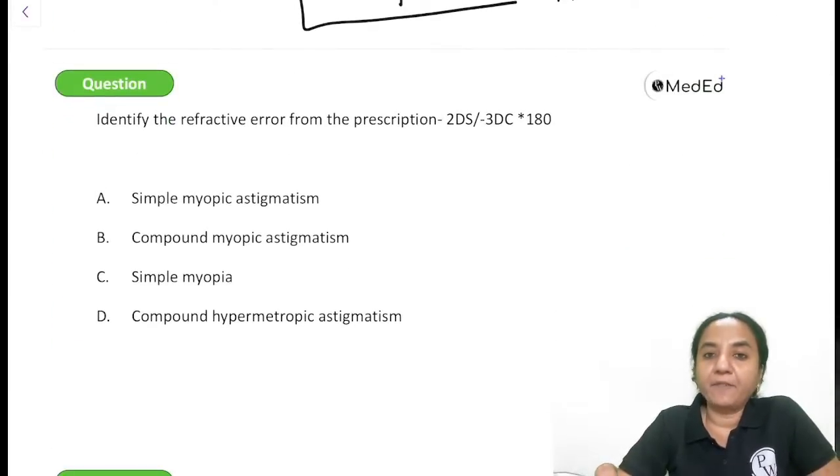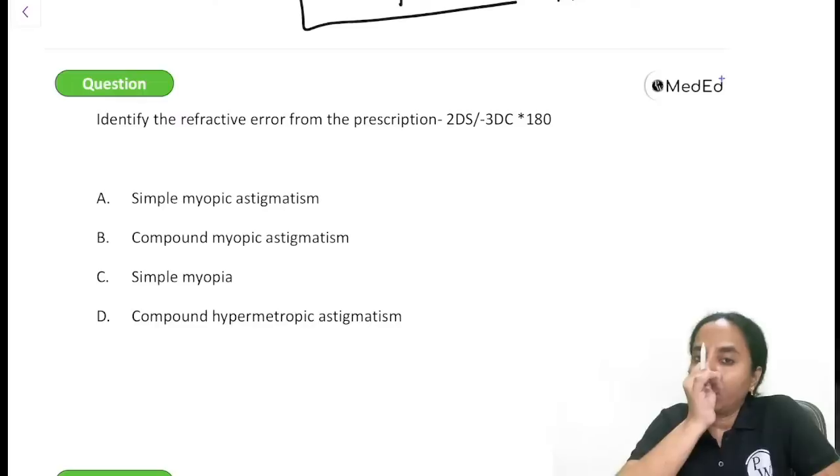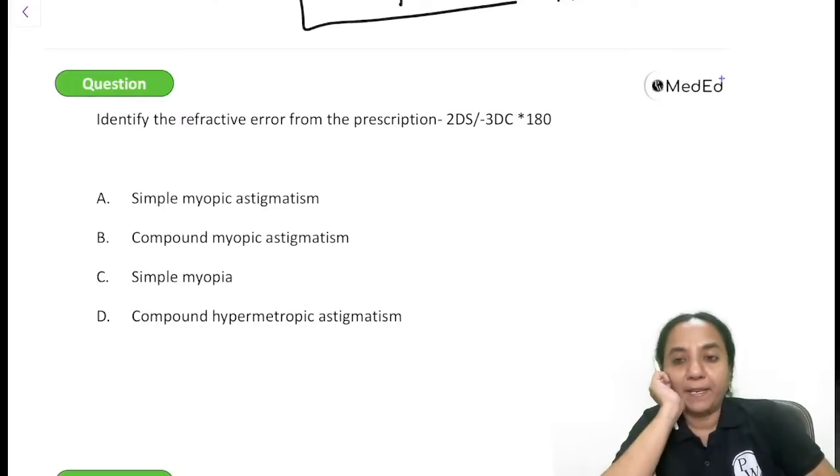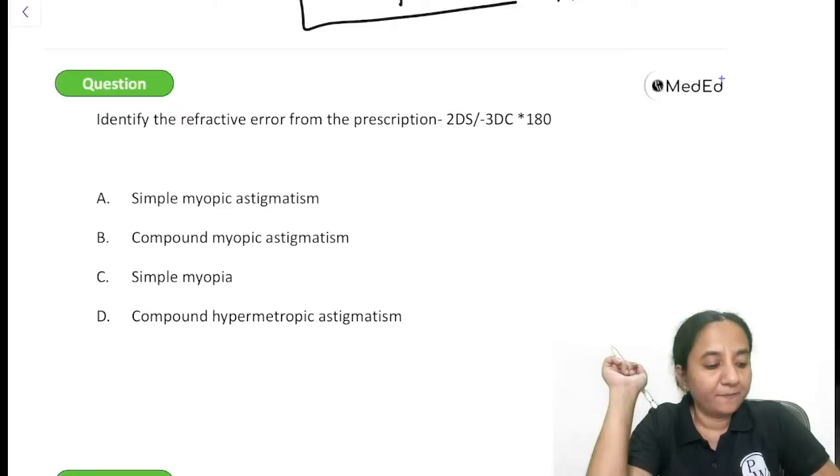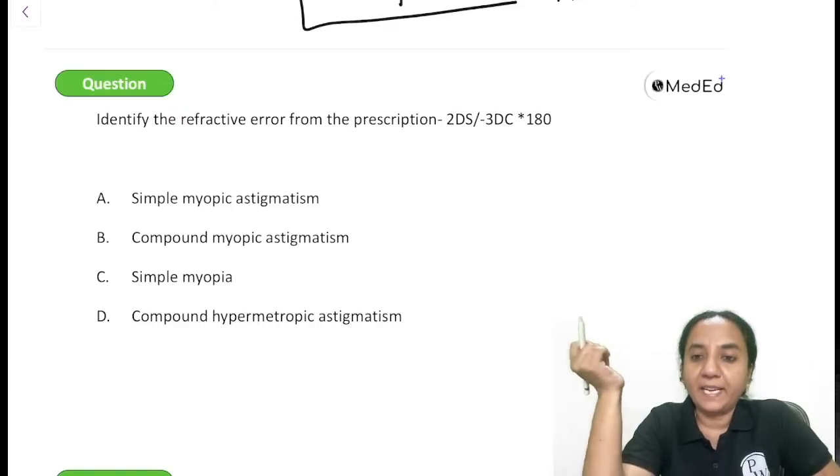Identify the refractive error from the prescription. So -2 sphere, -3 cylinder, 180 degrees. What is the refractive error from this prescription? -2 sphere, -3 cylinder, 180 degrees. How do we identify it?